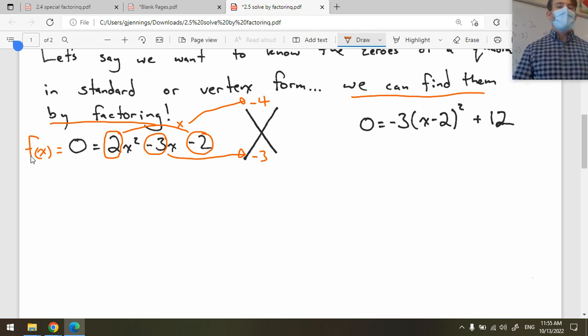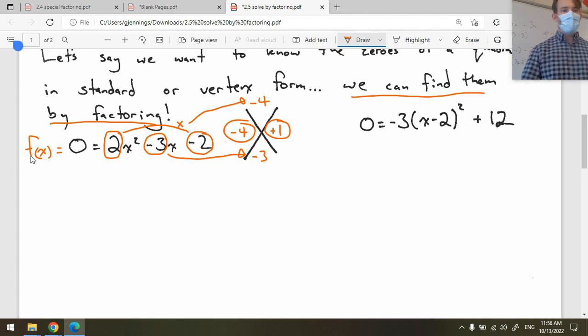Cool. Okay, so now we want to multiply to negative 4 and add to negative 3. Well, what two numbers do that? Multiplies to negative 4. 4 and 1, and which one's negative if they add together to minus 3? Yeah, minus 4 and positive 1 are our numbers. These numbers multiply to negative 4 and add to negative 3.